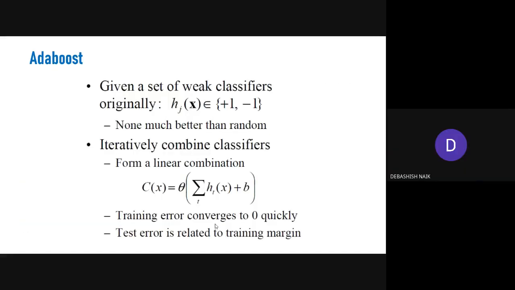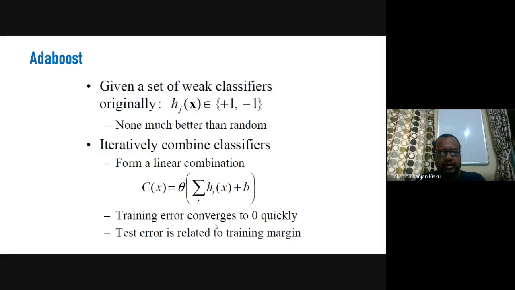Now, in this slide, we will discuss the AdaBoost algorithm. As I said, when we apply all possible combinations of Haar features on a 24 by 24 window, then we can have a large number of Haar features, and that may be 160,000. So around 160,000 Haar features.